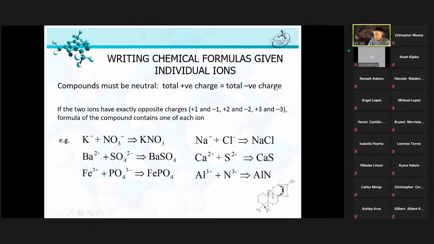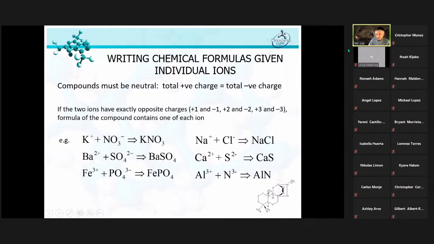For instance, if we're looking at potassium and nitrate, they are +1 and -1. You just put them together and it becomes potassium nitrate. Barium, which is 2+, and sulfate, which is 2-. Put those two together and it becomes barium sulfate. All you have to do is drop the exponents, or the charges. Same here with iron and phosphate. They have the same positive and negative charge, so you just put them together. You can only do this if they have the same positive and negative charge. If they don't, we'll learn how to do that in a few seconds, okay?